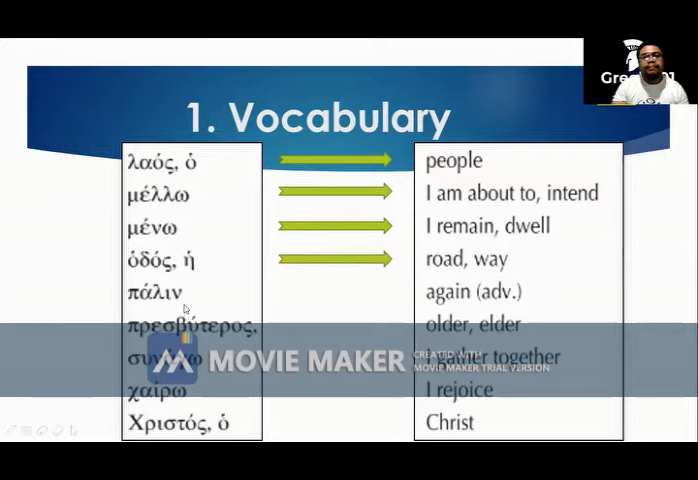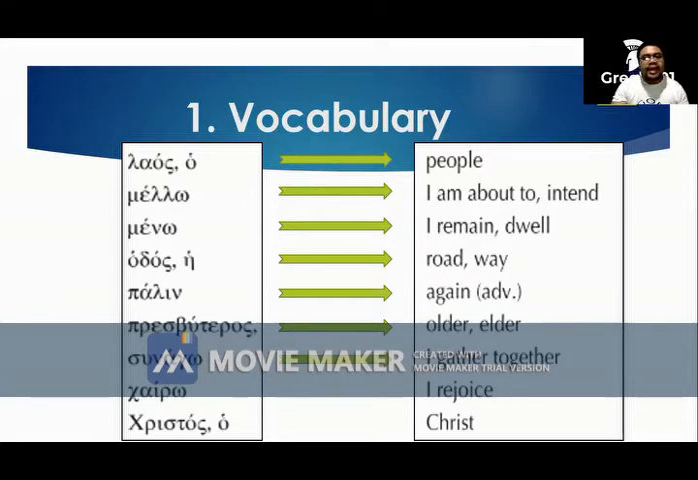Next is the word palin. Palin. Say it all together. Palin. Again, it's an adverb. Next, presbyteros. Presbyteros. It means older or elder. Next word is sunago. All together? Sunago. It means I gather together.